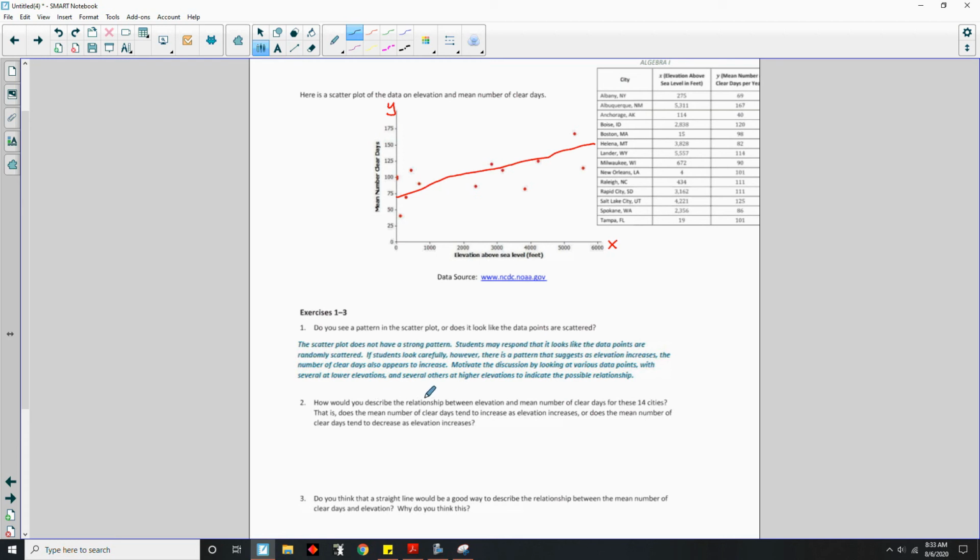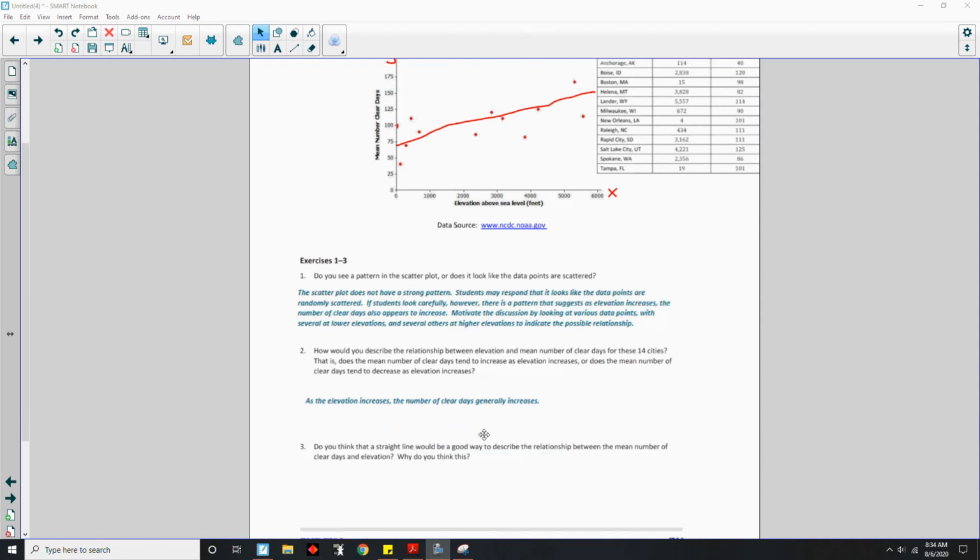Number 2, how would you describe the relationship between elevation and the mean number of clear days for these 14 cities? That is, does the mean number of clear days tend to increase as elevation increases, or does the mean number of clear days tend to decrease as elevation increases? And as stated before, we would say as the elevation increases, the number of clear days generally increases. There are some places where it drops, like from here to here. This elevation increased, but the clear days decreased. That was just shy of 4,000, and it was down to 82, so that looks like Helena, Montana.